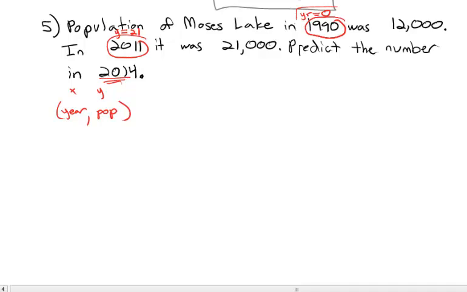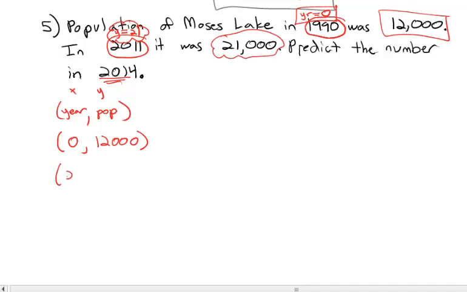So we've got year 0 with 12,000 people. We've got year 21 with 21,000 people. We can see really quick by just looking at this, since we've got 0 comma something, that something is our starting value for the population. Year 0 is where the situation started. That's the starting population of 12,000 people.